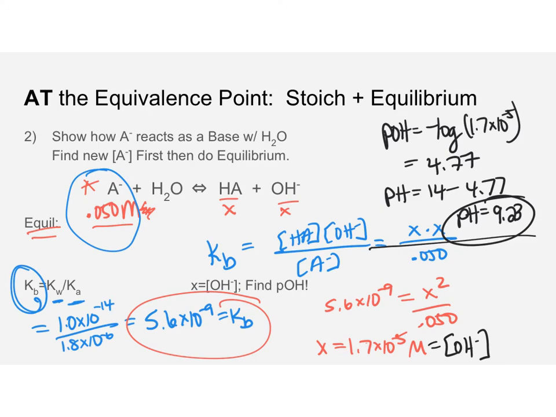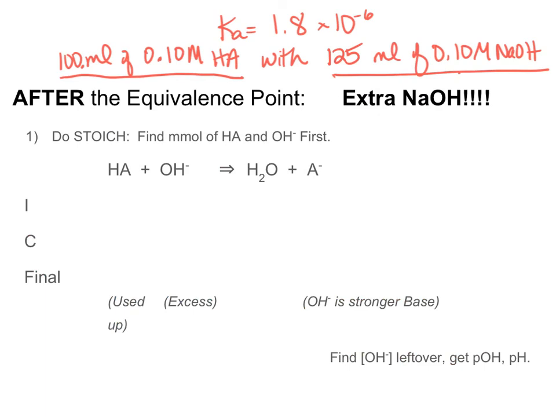So we can see that from that hydroxide concentration, we solve for pOH, we get 4.77, and to get pH, I know that pH plus pOH is 14, so pH is 14 minus pOH. So I get a pH of 9.23. Now, our last type here is we are beyond or after the equivalence point. So in this case, we're going to have extra sodium hydroxide. See if you could try to do this problem and then come back and look at what I did. So pause it and try it.